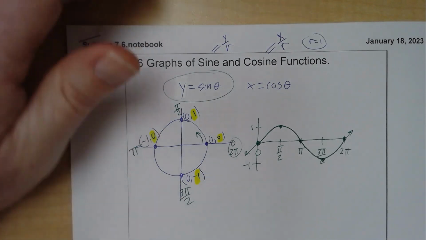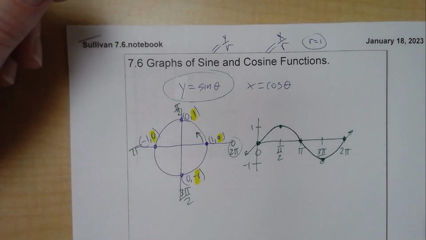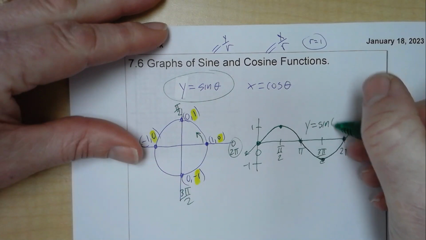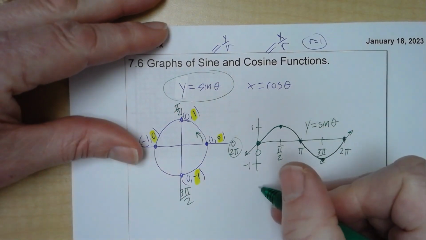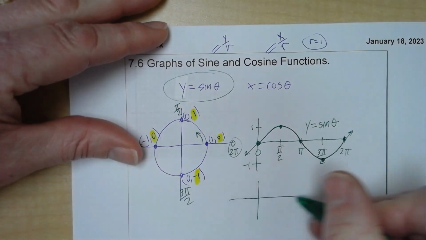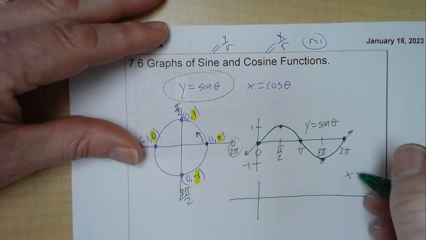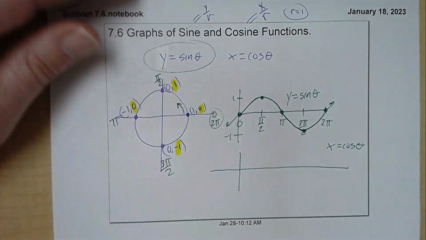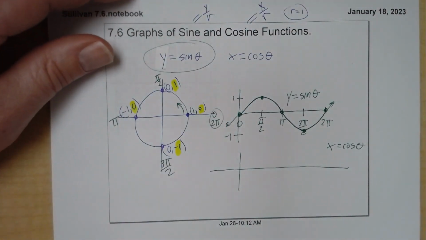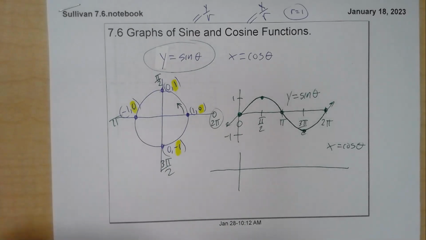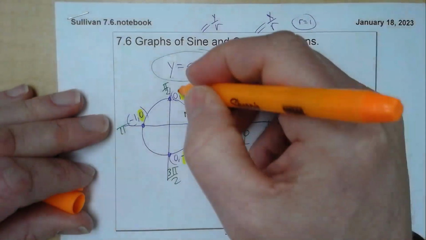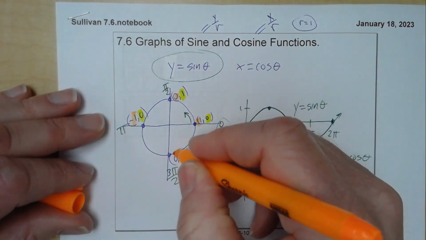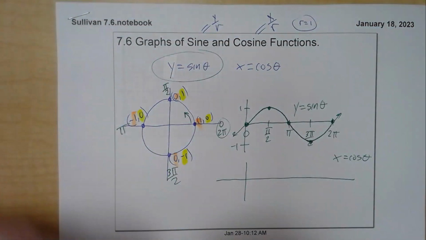Now I'm going to keep track. So this is the graph of y equals sine theta. Now I'm going to keep track of the x values. So this would be x equals cosine theta. So I'm going to highlight these with orange, I guess. 1, 0, negative 1, and 0, back to that again.